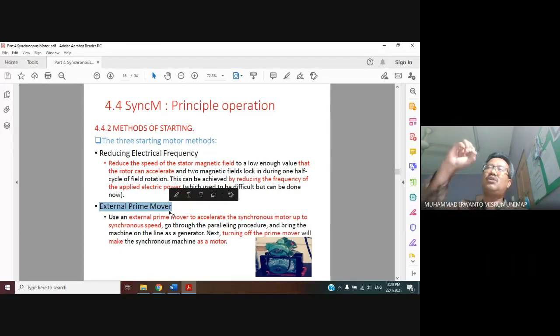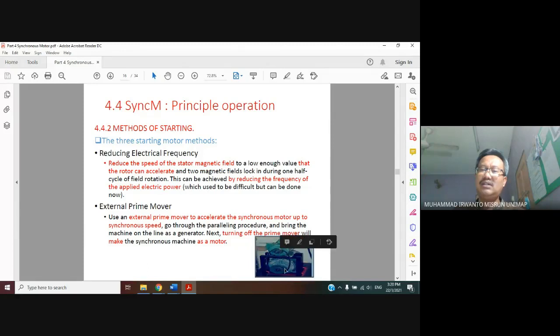There is a pony motor, for example, or a small induction motor. Like this. The picture does not mention it, but we can imagine the bigger one is the synchronous motor, and this one is the pony motor or small induction motor. They are coupled together here, to help the starting of the synchronous motor below.